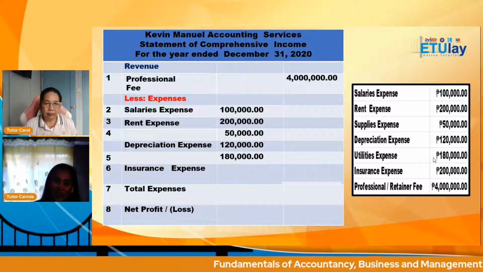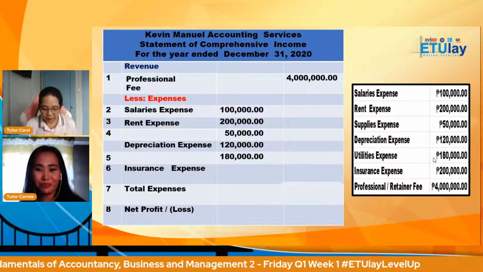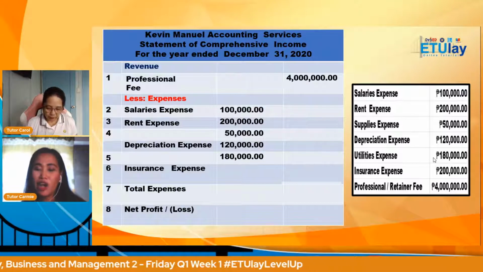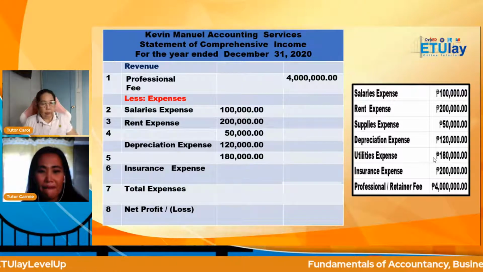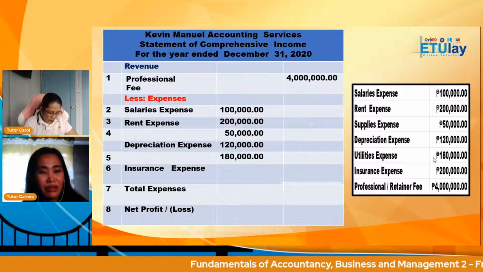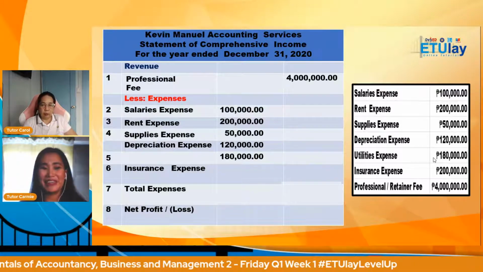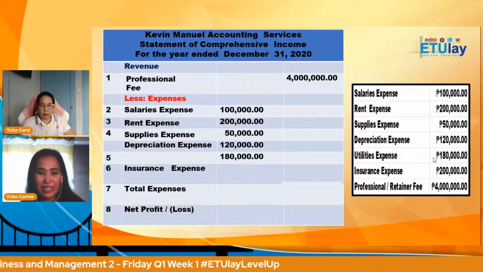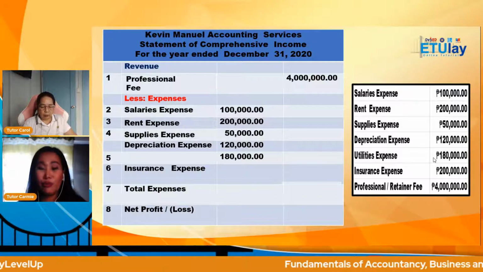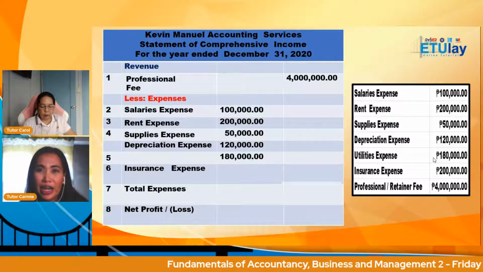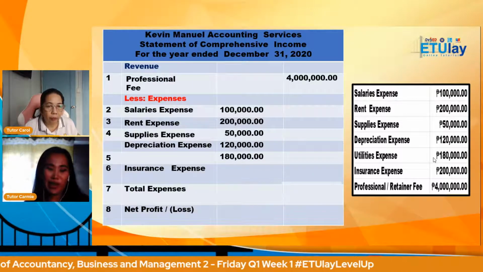Okay, number 4. For number 4, that is 50,000. What account is worth 50,000? Okay, let's reveal the answer. Supplies expense. If that is also your answer, then you are correct. Supplies expense. The depreciation expense is considered a bonus, so you already have one correct answer. Usually, we give bonuses.